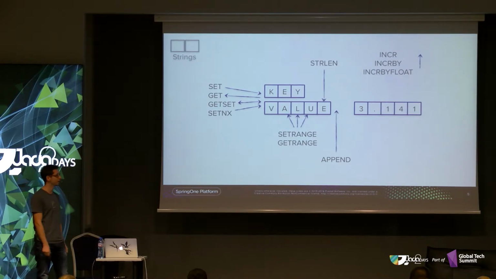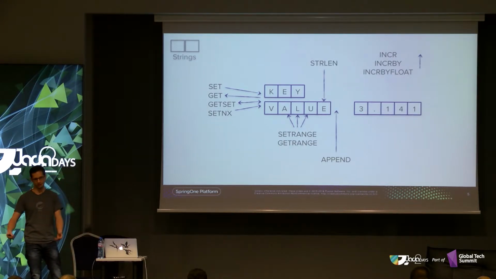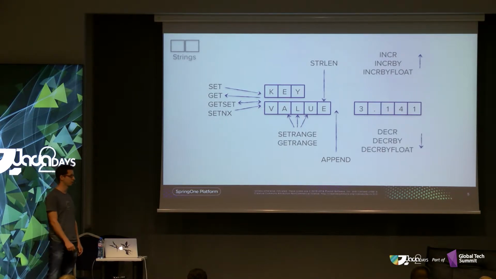Then you get the dedicated increase by command for non-floating point numbers, and increase by float if you want to add some floating point value to it. Of course, you can do the same with decreasing.